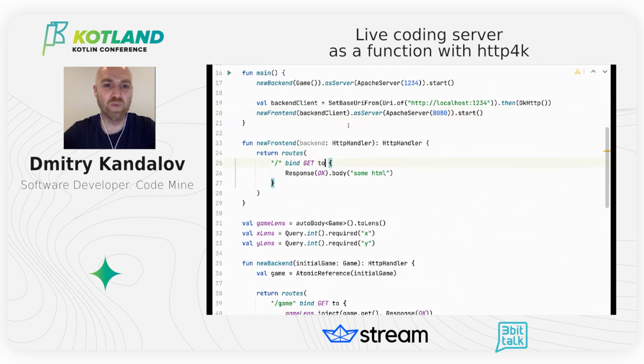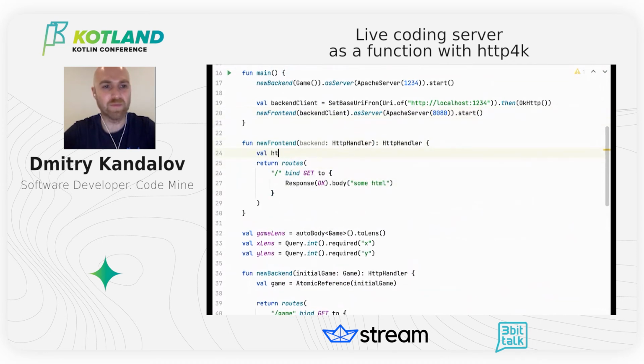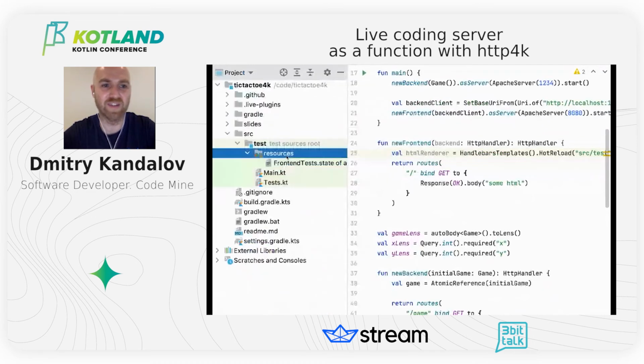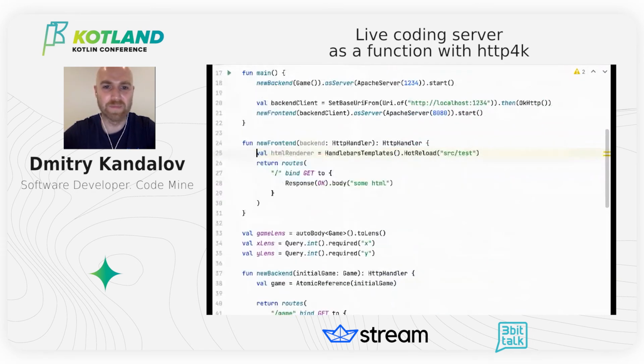So we don't want just some HTML here. We actually want to render something, and http4k has integration with a few rendering engines, so I'll use handlebars here. So we can say I have a renderer, and it's going to be handlebars. And preload, and I'll use src test because this is where we are just putting everything into test for simplicity.